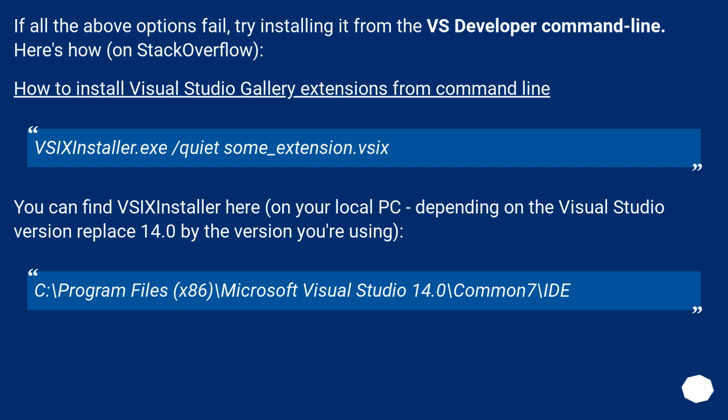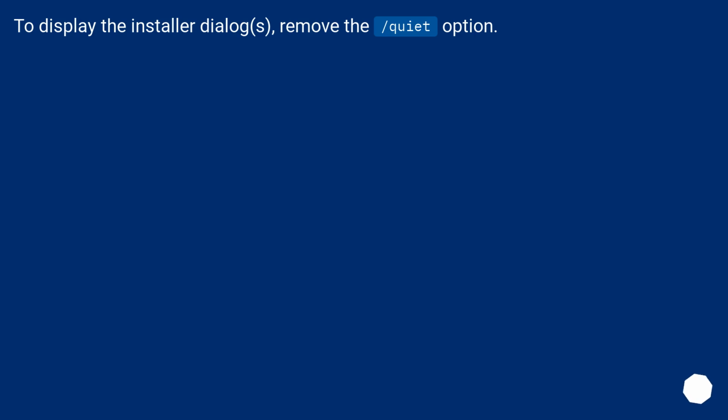C:\Program Files (x86)\Microsoft Visual Studio 14.0\Common7\IDE. To display the installer dialogs, remove the /quiet option.